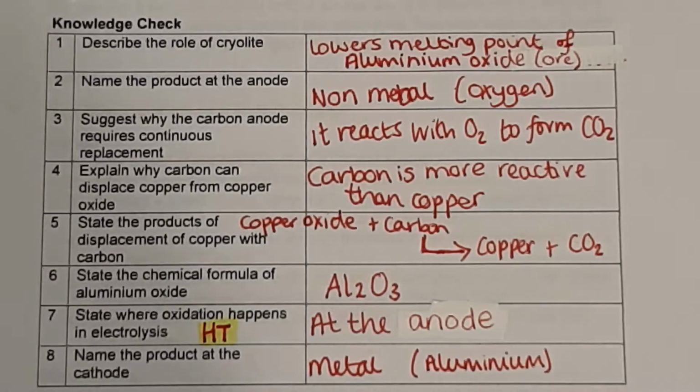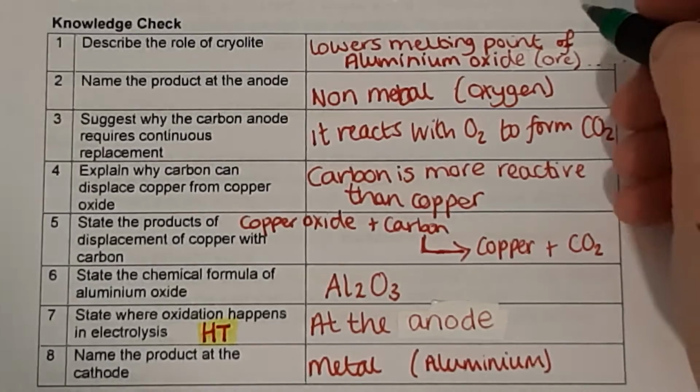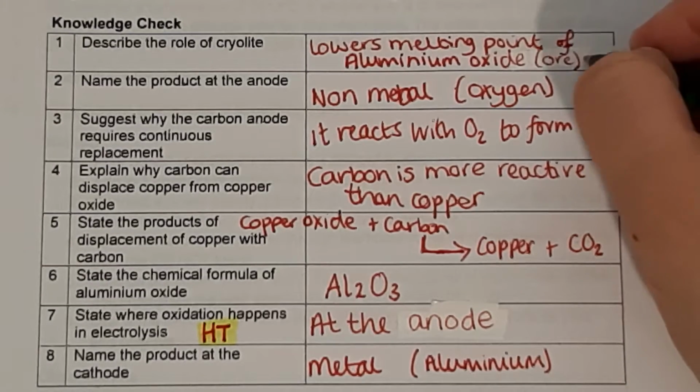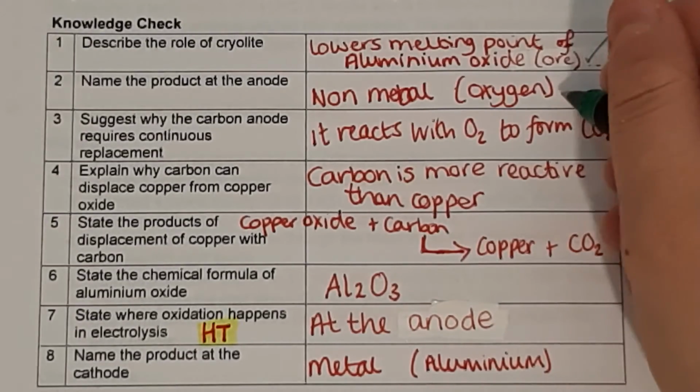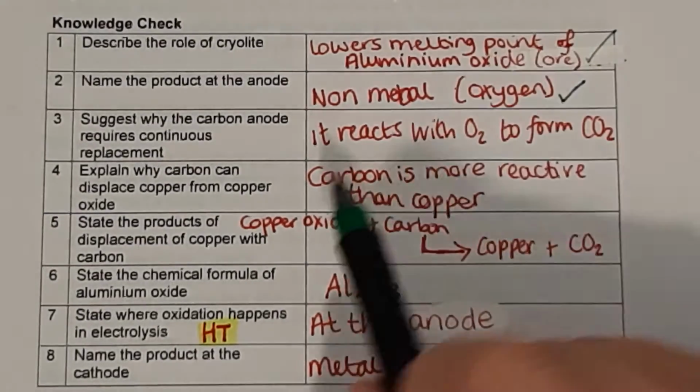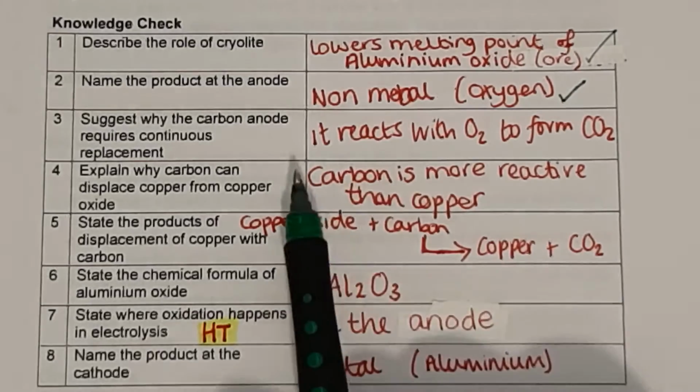Okay, so let's go through those. Describe the role of cryolite. Well, it lowers the melting point of aluminium oxide, or you could have said aluminium ore. The product at the anode is the non-metal, in this case oxygen. You can say non-metal for the mark or oxygen.